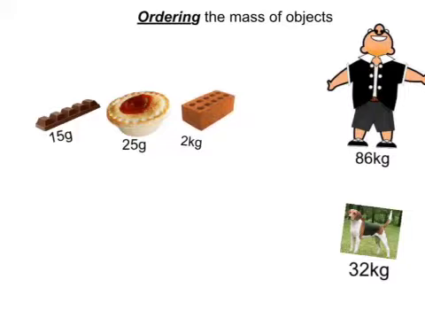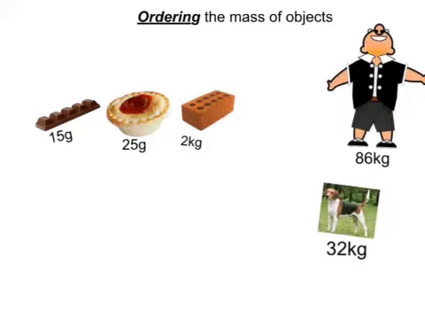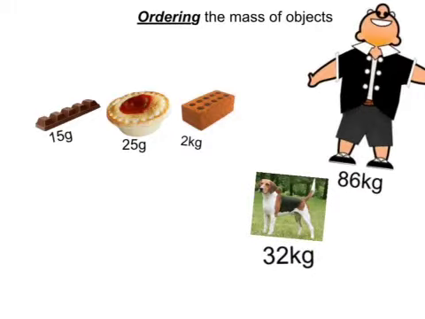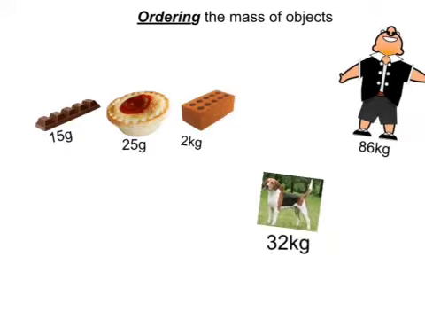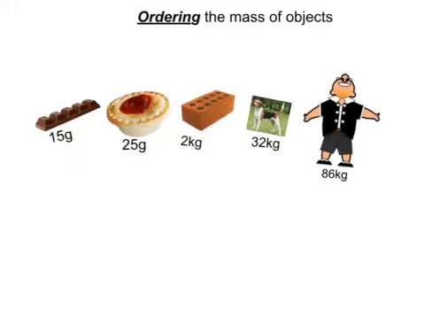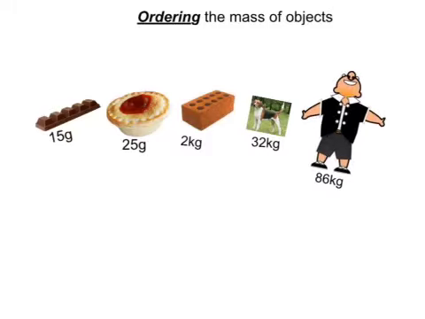Now I'm looking at the man or the dog. The dog has a mass of 32 kilograms and the man has a mass of 86. So it's going to be the dog that comes next as we are ordering these objects according to mass. And the man, last but not least, of course, because he is the greatest mass.